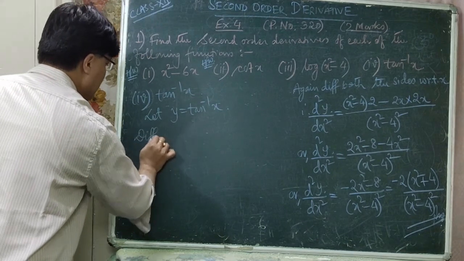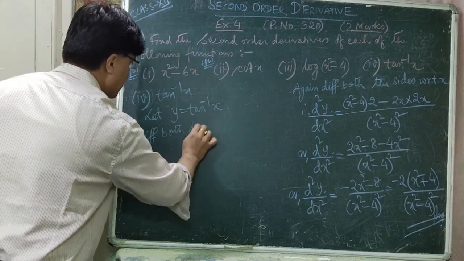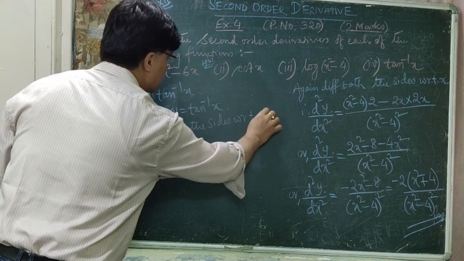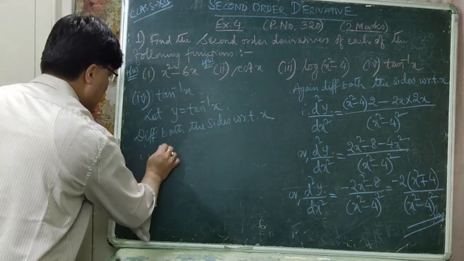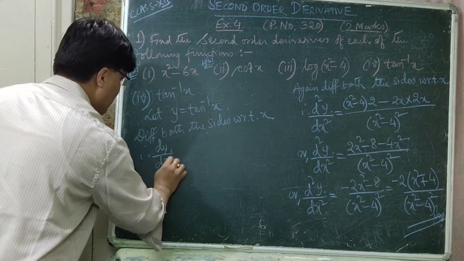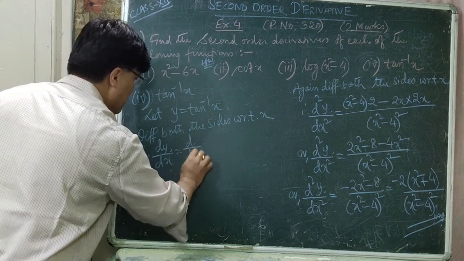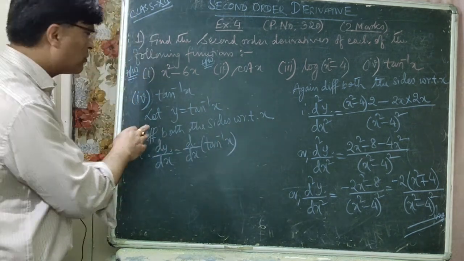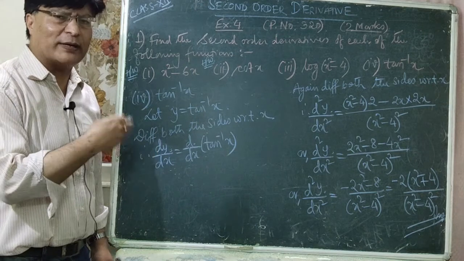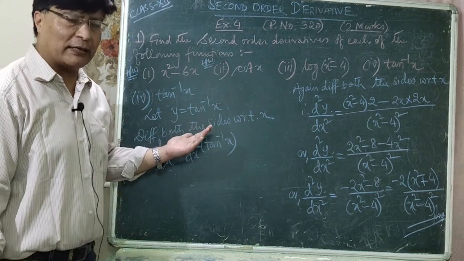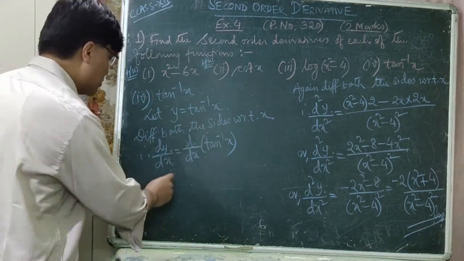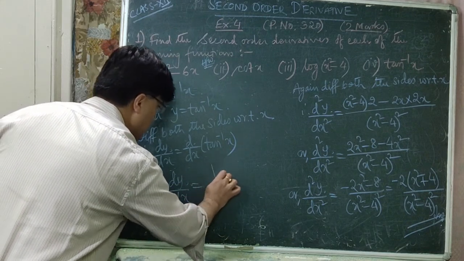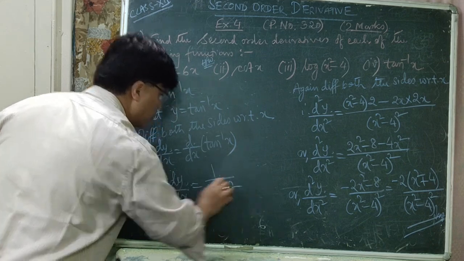So differentiating both the sides with respect to x, right? Therefore dy by dx is equal to dy by dx of tan inverse x, or you don't have to write this dy by dx of tan inverse x. Directly you can differentiate tan inverse x and write down its formula. What is this differentiation? dy by dx is equal to 1 upon 1 plus x square.